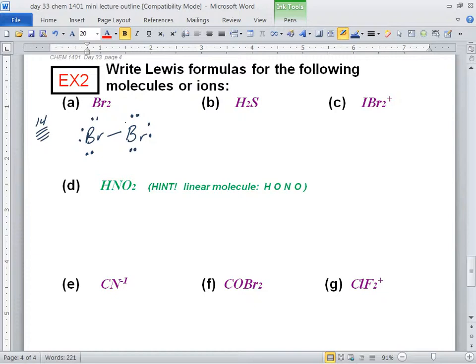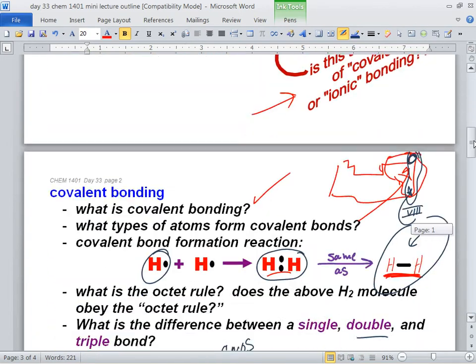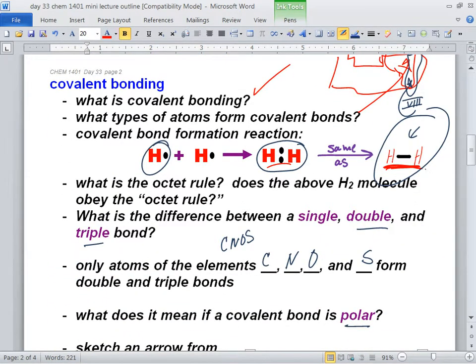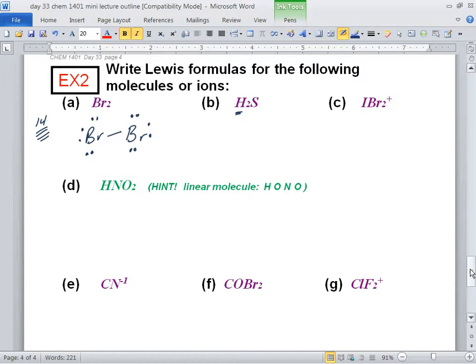Okay, H2S. Now, you almost always take the first element and you're supposed to put it in the middle of this molecule. But H can never be in the middle because H can only, Sydney, have how many bonds? H can only take how many bonds? H can only take 1 bond. That's it. So you never put hydrogen in the center. So the H's are out front because this compound starts with an A.